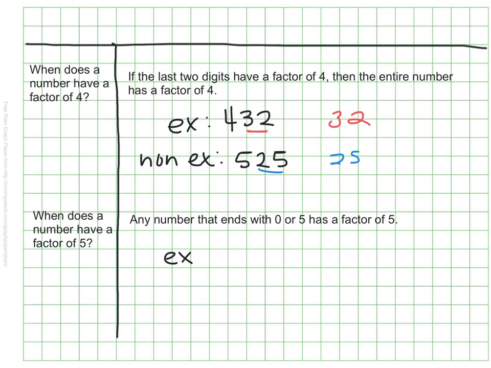For example, let's just pick a number here, 245, right? That ends with a 5. Therefore, it has a factor of 5. On the other hand, if you have the number 321, right, that does not end in either a 0 or a 5, so it cannot be divided by 5. 5 is not a factor of 321.